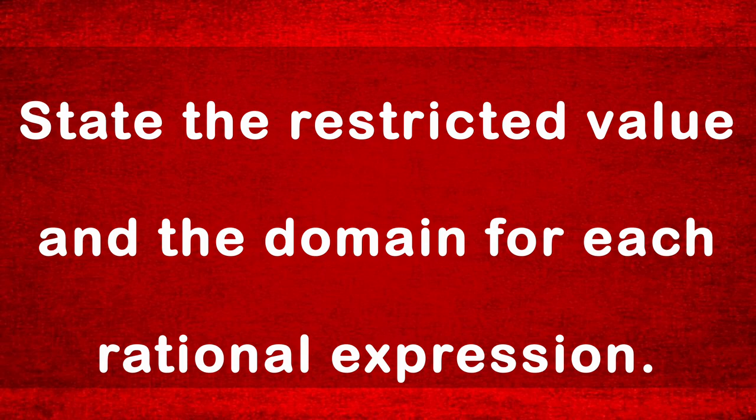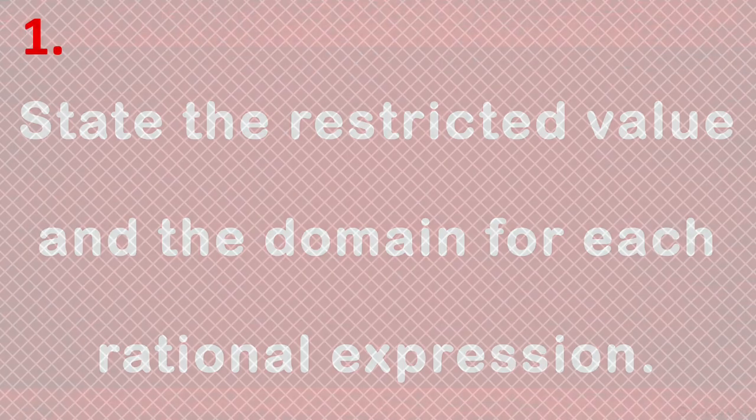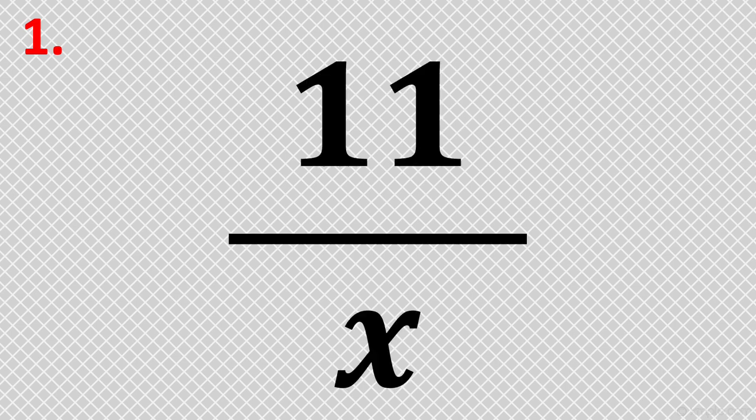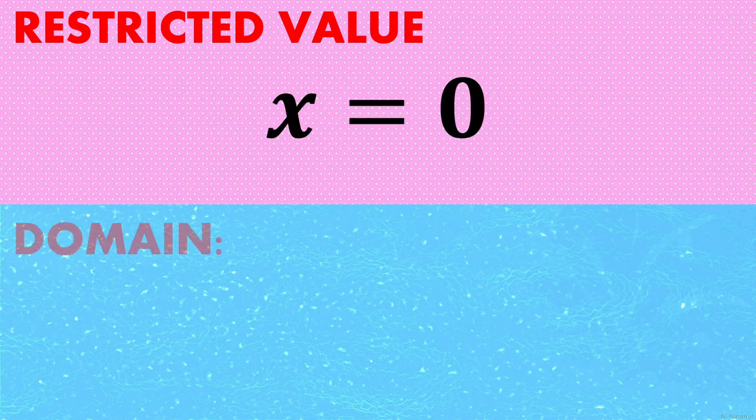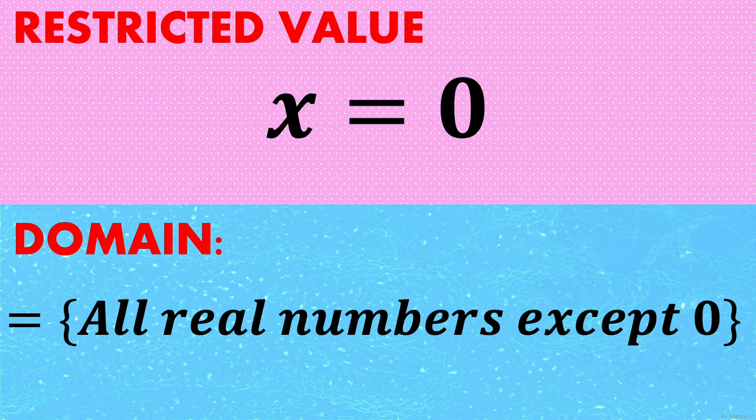State the restricted value and the domain for each rational expression. Simulan natin sa number 1. 11 over x. So since ang ating denominator ay isang variable x, ano kaya yung magiging restricted value ng x na kung saan hindi natin siya isasama? And that will be our domain. So, base doon sa steps na binigay natin kanina, step 1, we set the denominator as 0. So, ang denominator natin is variable x, meaning ang x natin ay equal sa 0. So, ang domain natin will be all real numbers except 0. So, lahat ng numbers ay kasali or pwede, permissible at allowed, maliban lang kay 0.